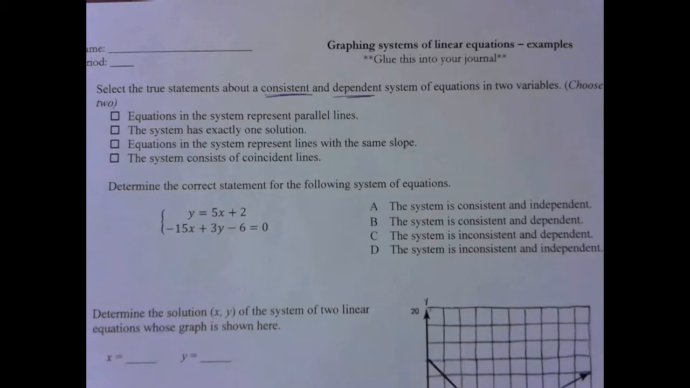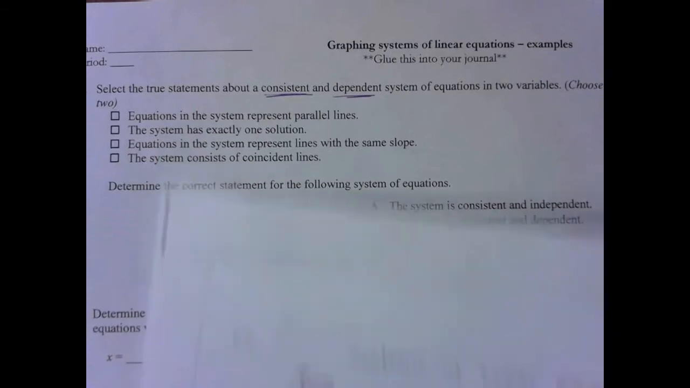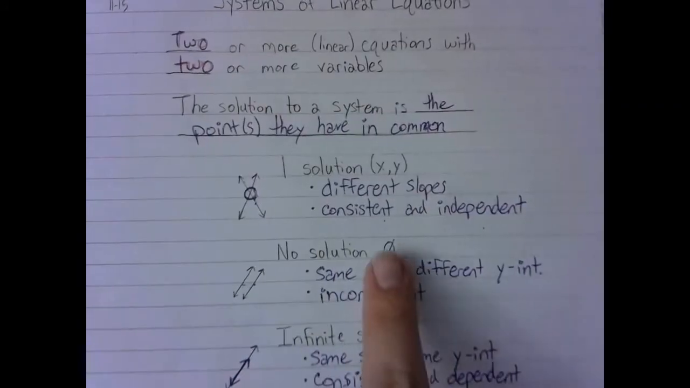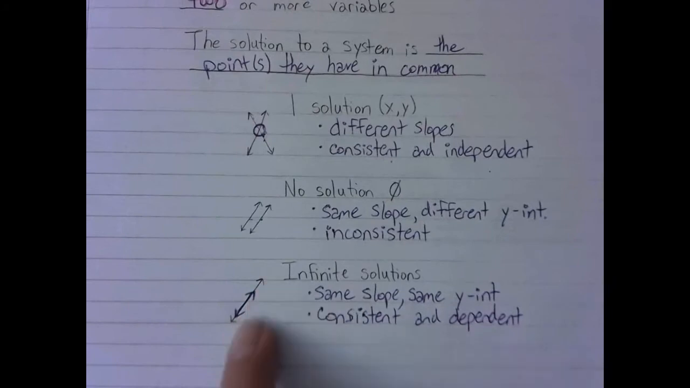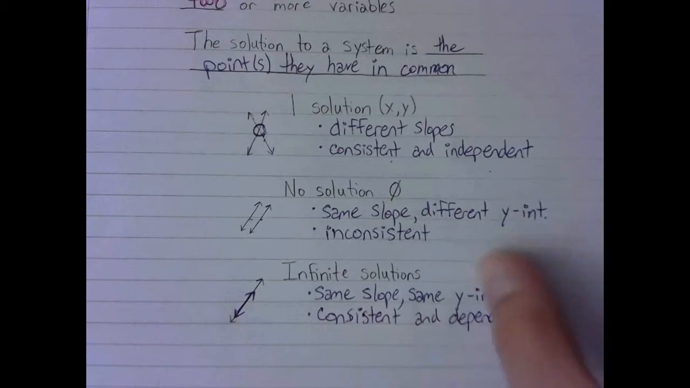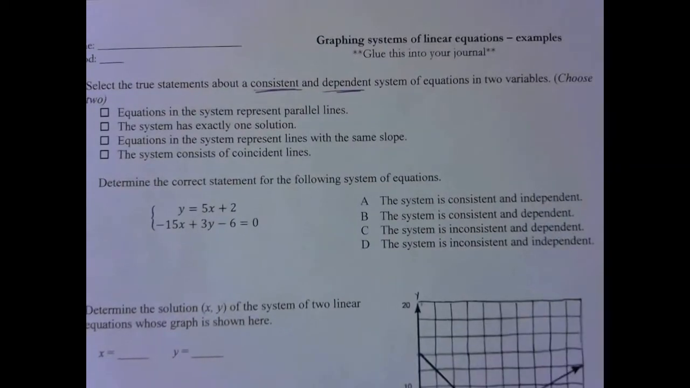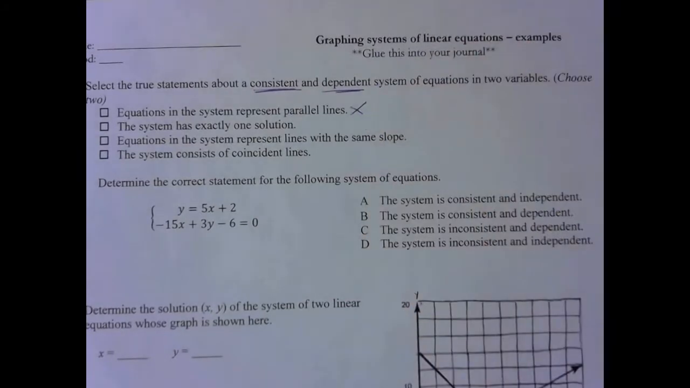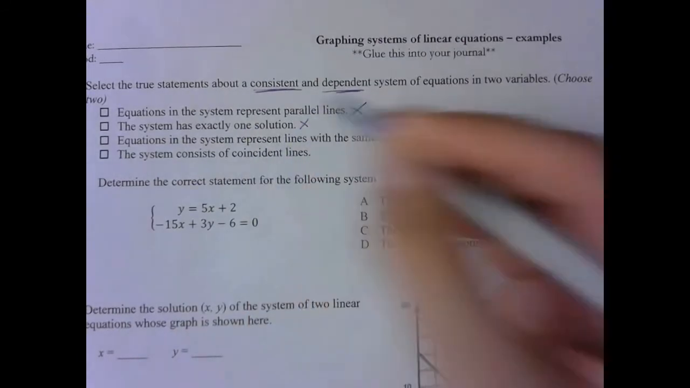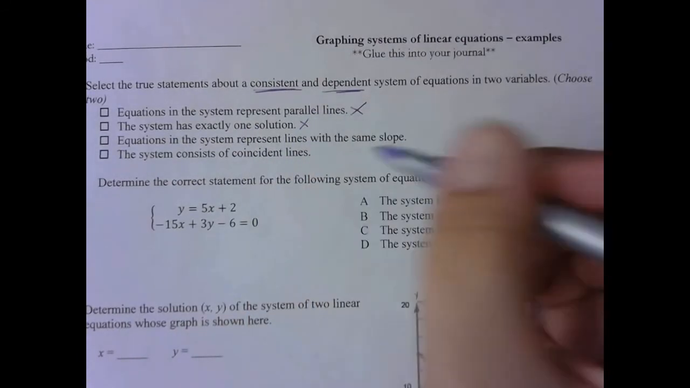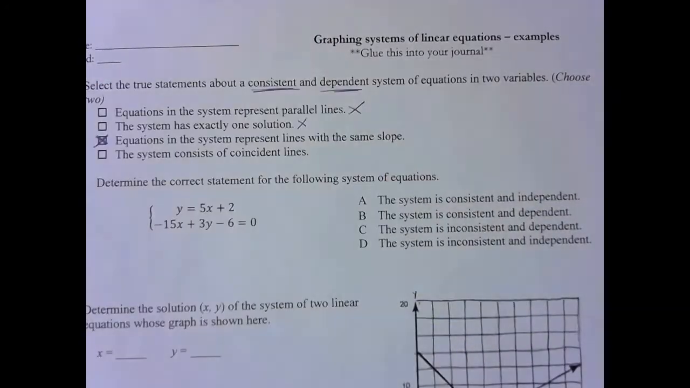equations. Now, if we look back at our notes, it looks like this. Consistent and dependent. We've got two lines that are right on top of each other. We're looking for something with the same slope and same y-intercept. So, are they parallel lines? Nope, not parallel. They're right on top of each other. Does it have exactly one solution? No, it has infinite solutions. Lines with the same slope. I mean, yeah, they have the same slope and the same y-intercept, so that's one of them.